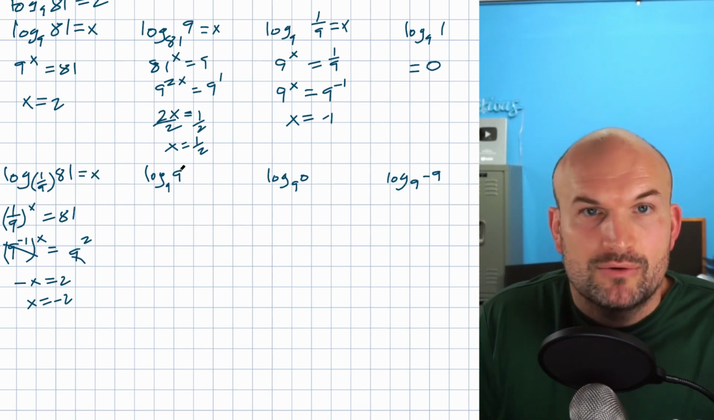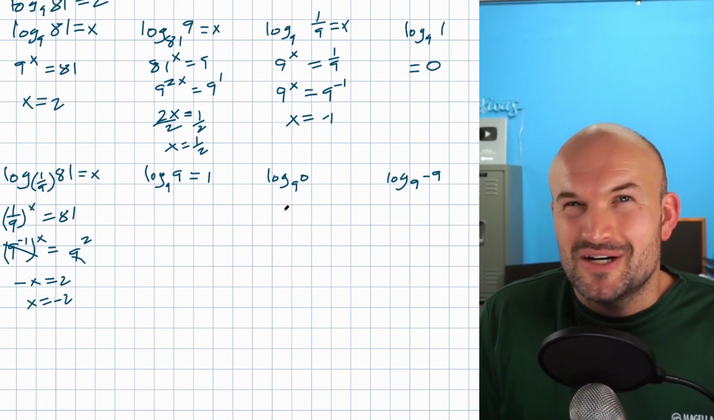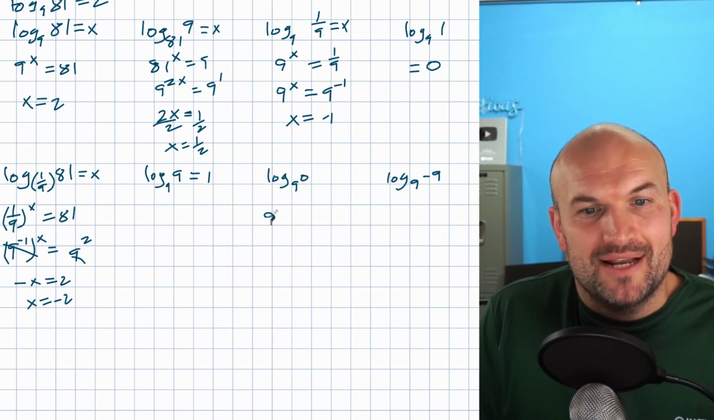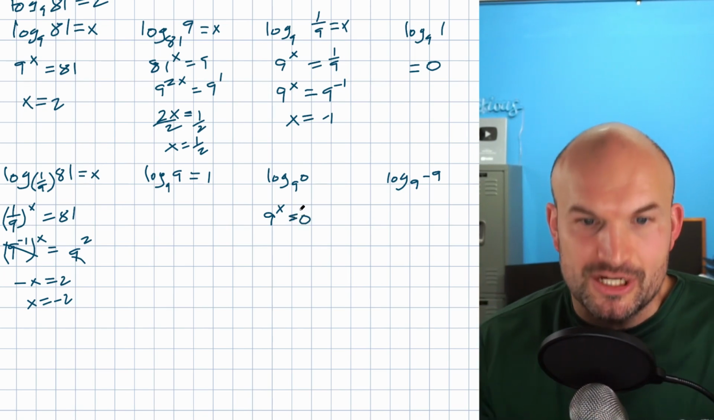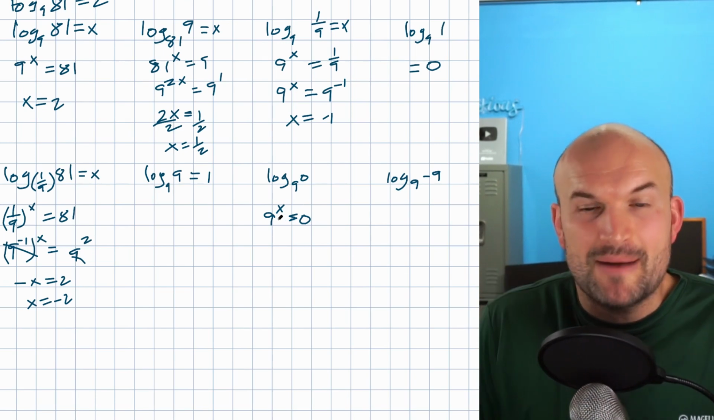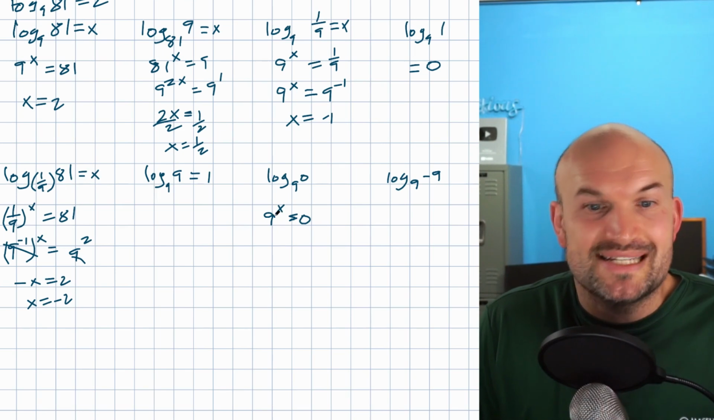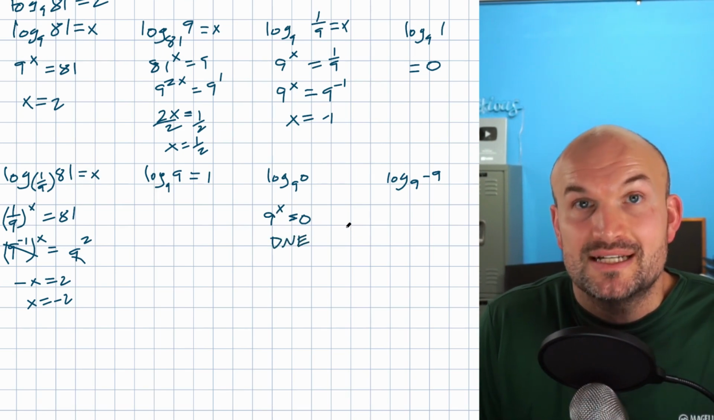9 raised to what power equals 9? That one's easy. That's 1. 9 raised to what power equals 0? That's interesting. Think about it. 9 raised to what number is equal to 0? Now remember, what is an exponent? An exponent means repeated multiplication, right? 9 raised to the 0 power is 1. So is it possible in our real number system to raise 9 to a number to get 0? Not in our real number system. So that is going to be, it does not exist.